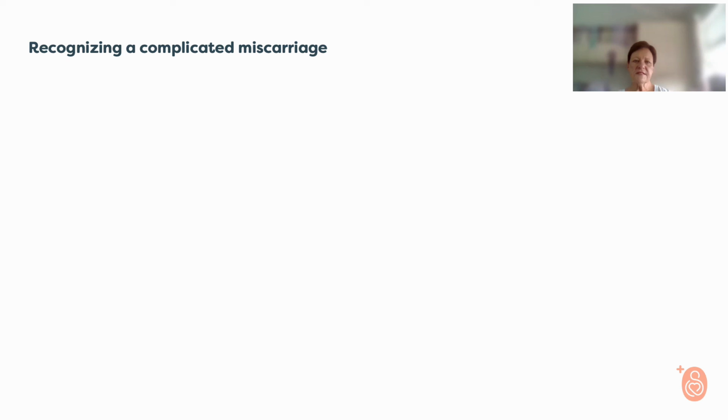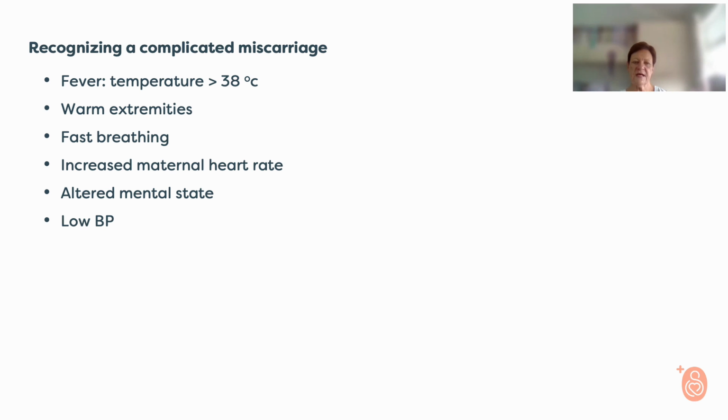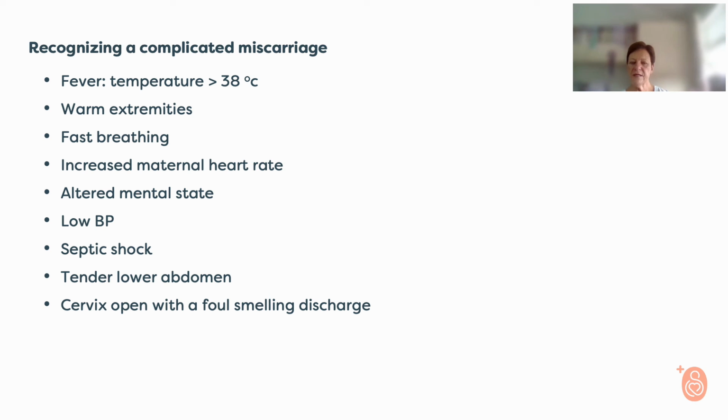Now, in summary, how do we recognize a complicated miscarriage? First of all, when there's fever, like we've said, when there are warm extremities, fast breathing, and increased maternal heart rate, these are all signs of infection. An altered mental state occurs in a serious case, and then eventually the blood pressure goes lower, and we have signs of septic shock, a lower tender abdomen, and the cervix might be open with foul-smelling discharge. And then there might also be signs of cervical trauma, specifically in the case of a criminal abortion.